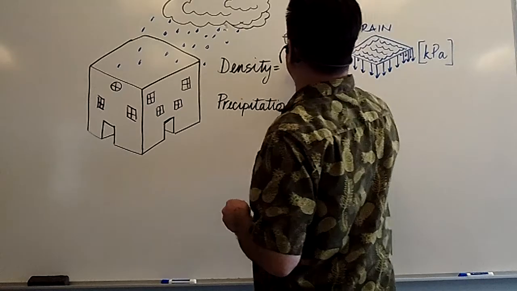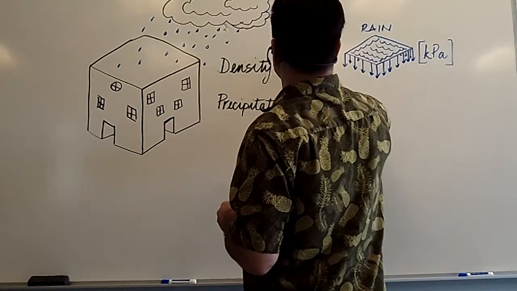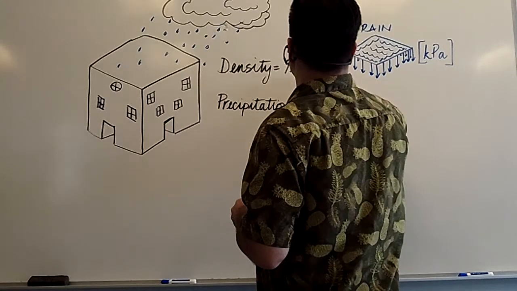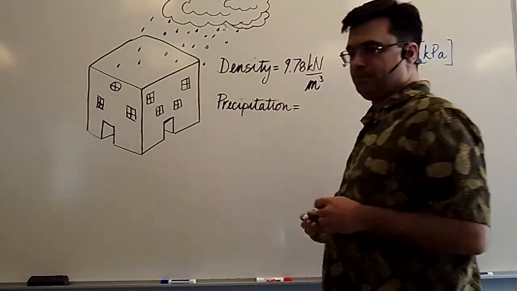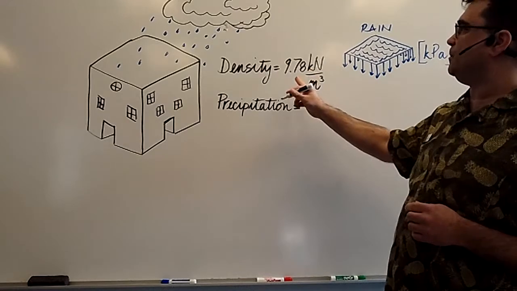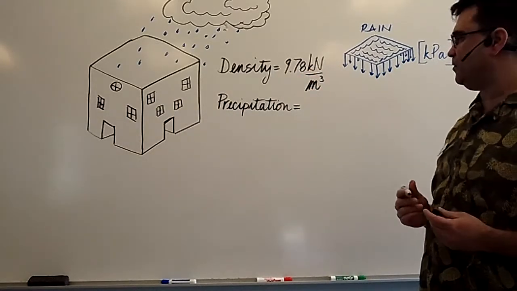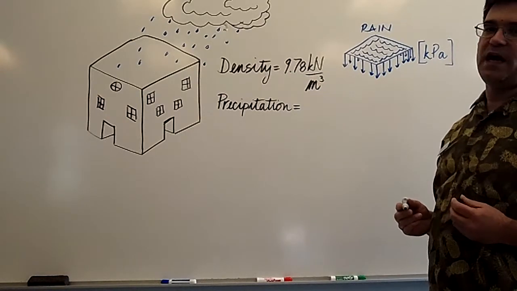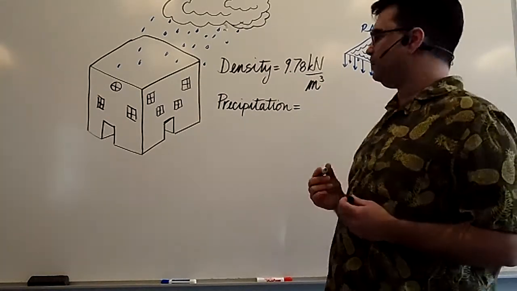So that's going to be approximately 9.78 kilonewtons per cubic meter. Okay? And this would have to be given to you, or you can find it if you have the ability to do so. 9.78 kilonewtons per cubic meter, approximate density of rainfall.